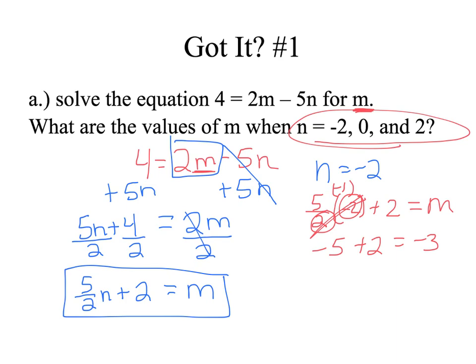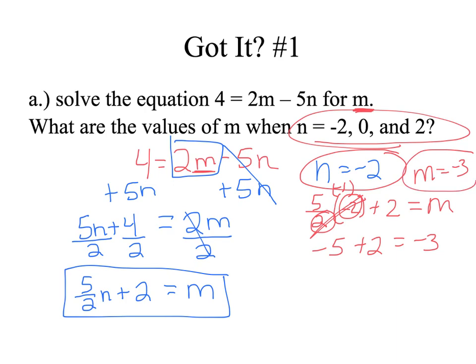Okay, so this is good. This one probably won't be one of the got it questions for tomorrow because there's just too much like what you actually want to put in. But when the value is negative 2 for n, the m value is negative 3.